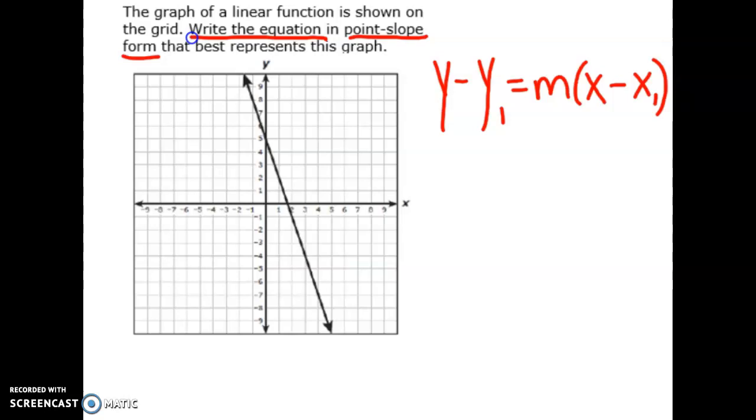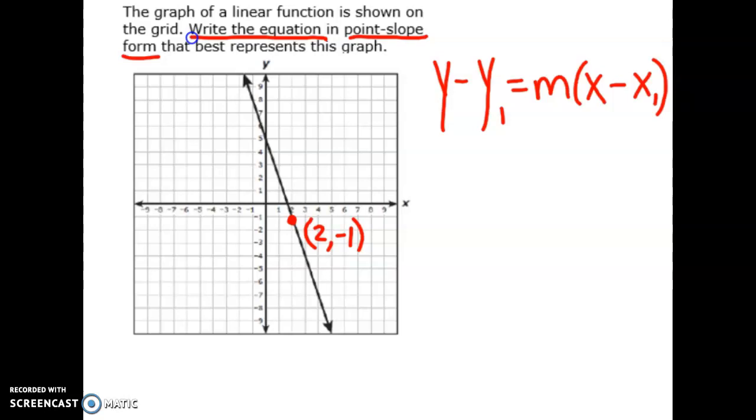Now it's called point slope for a reason. You need to find two things before you can do that. You need a point to plug in, any point that's on that line. So for instance, we might choose the point on this one, (2, negative 1). There's a point right here, and that point is located at (2, negative 1).